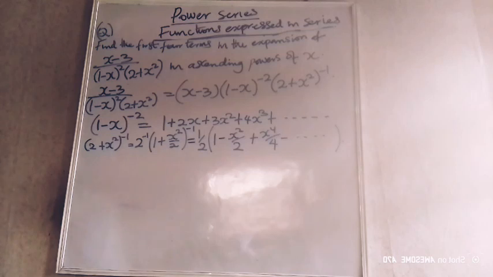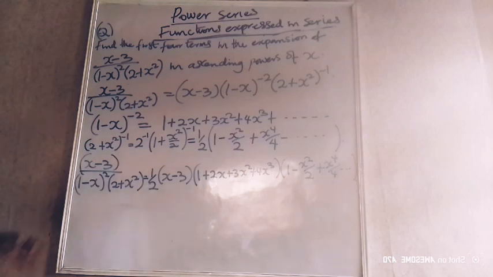So the expression (x minus 3) over (1 minus x) squared into (2 plus x squared) is going to be (x minus 3) multiplied by (1 plus 2x plus 3x squared plus 4x cubed, and so on), multiplied by half into (1 minus x squared over 2 plus x raised to power 4 over 4, and so on). So it makes our job very, very easy. I will just take it in turns and multiply them one after the other. Let's see how it goes.